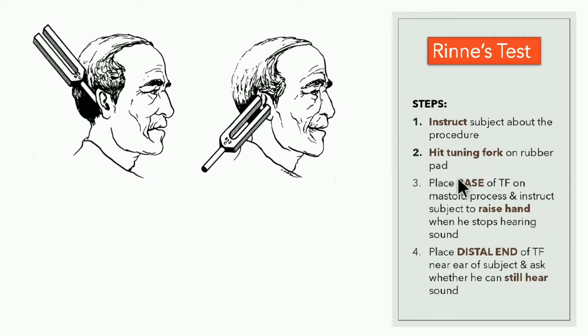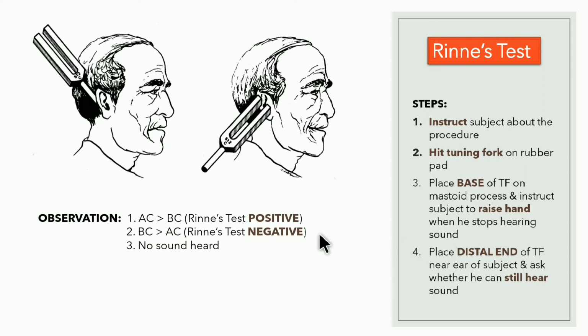When the person stops hearing the bone conduction, we do air conduction, where we ask the patient whether he is still able to hear the sound. So what are your observations? First, if air conduction is better than bone conduction, meaning the person is still able to hear the sound in the second stage, then the test is positive. If the person says no, I am not able to hear the sound, that means bone conduction was better than air conduction. So when bone conduction is better than air conduction, the Rinne's test is negative.